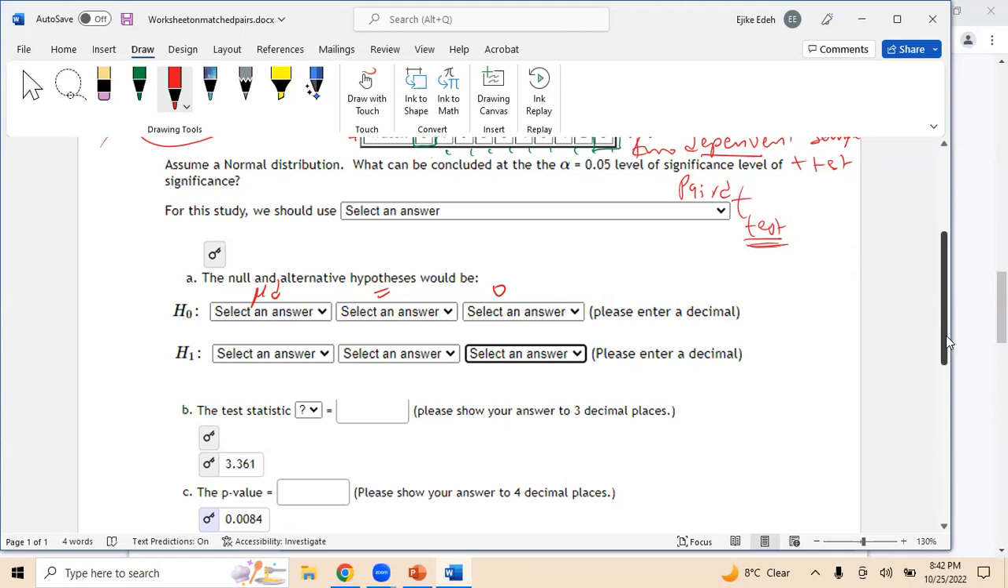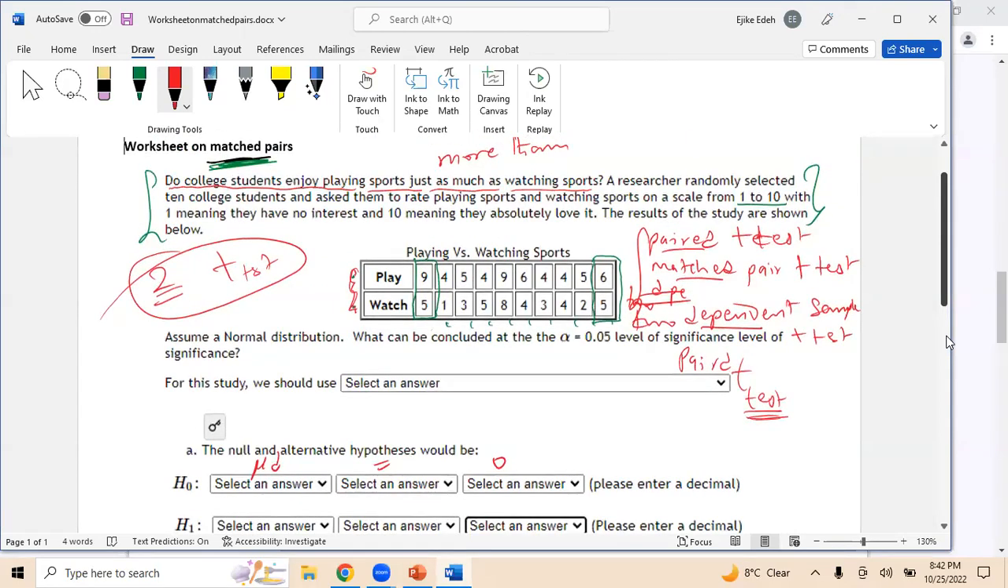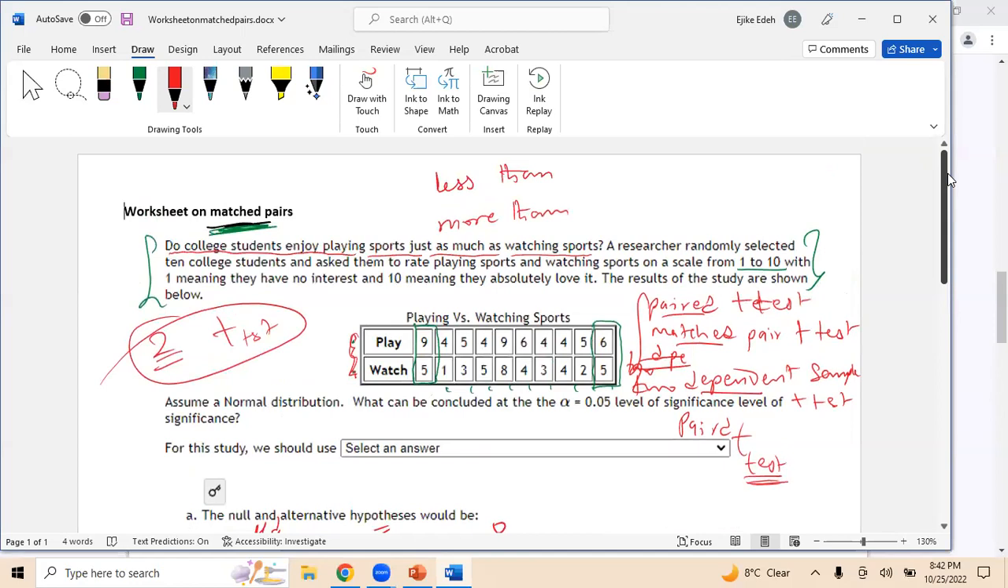And the alternative would depend on the phrasing or the wording of the question. So let's look at the wording here. The actual wording is the one in black, not the ones I have written in red. I will explain the red following. So let's focus on the one in black. The one in black says, do college students enjoy playing sport just as much as watching it? So this is just saying, I don't know if they enjoy it more. I don't know if they enjoy it less, but are they enjoying it equally? Is it the same way?